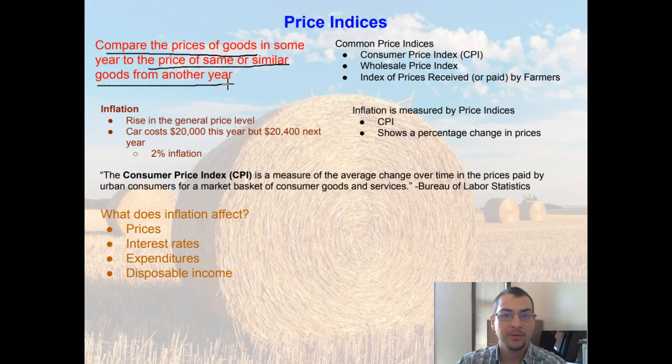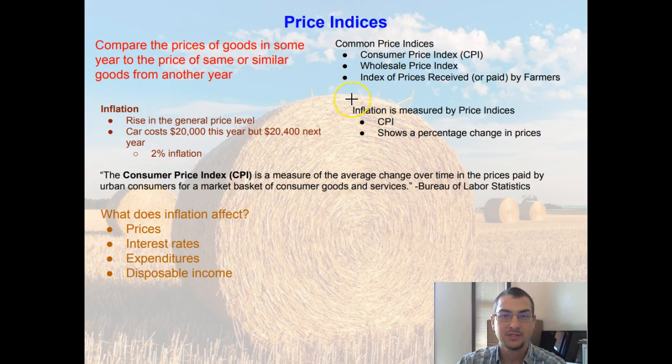So some of the more common price indices are the Consumer Price Index. You hear about that quite often. It's a very common price index. There's also the Wholesale Price Index. And when it comes to agriculture, we have the index of prices both received or paid by farmers. So whenever we start talking about this index, we're looking at what are the prices of the goods that the farmers are receiving, and then what are they paying for their inputs. So these are three common price indices that we see, especially in agriculture.